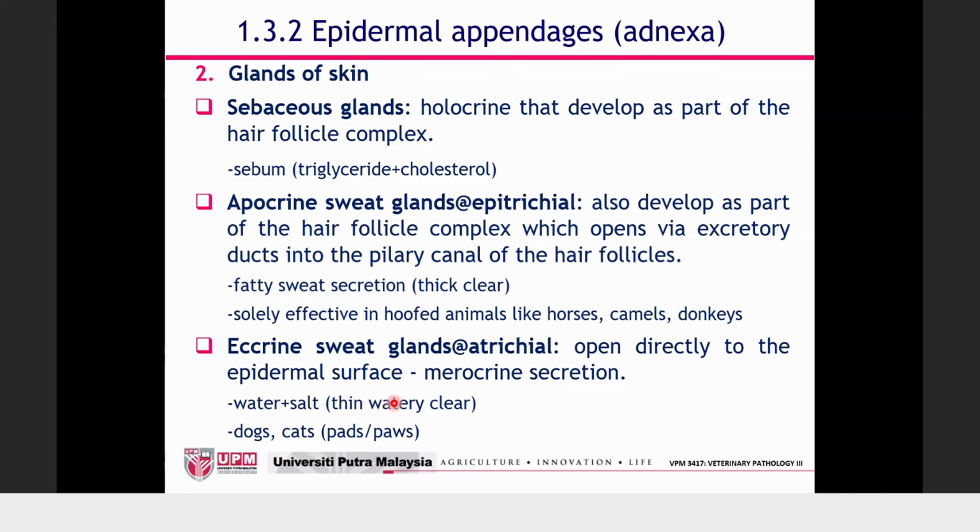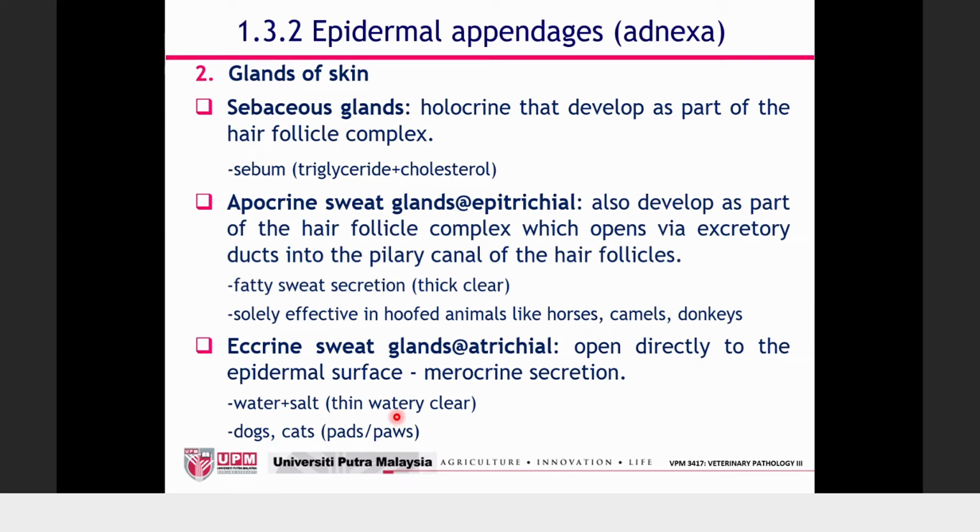And this type of eccrine gland is normally found in dogs and cats, in the pets' paws. So you know cats and dogs, they don't really sweat like, for example, camels and horses, because they can only sweat through their paw pads, right? Because of this, the eccrine gland is only present in their paw pads, because the other parts of the body have the compound hair follicle. So the skin is different from the horses, okay, or the camels.